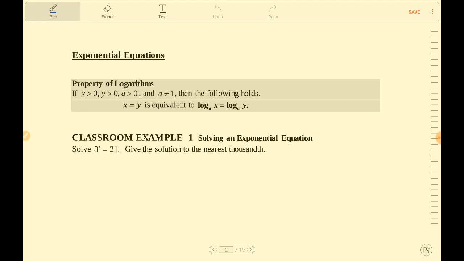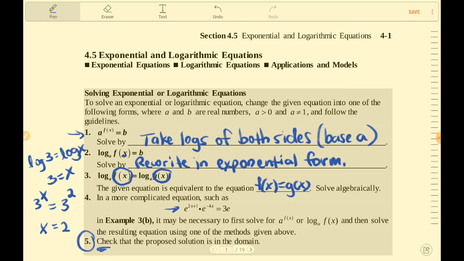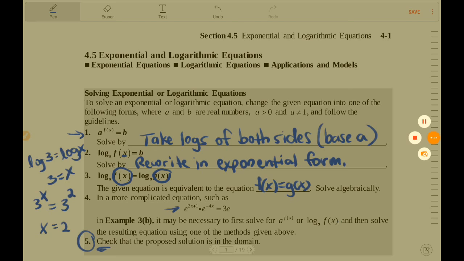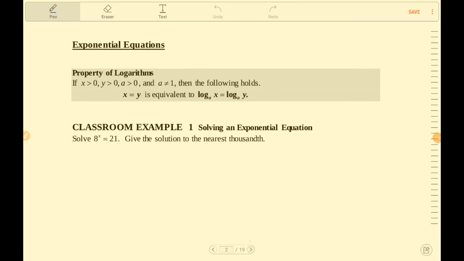All right, so let's start with some examples here. We have solving an exponential equation. We're going to take 8 raised to the power of x equals 21, but we want to know what x is. The logarithm undoes an exponent. So let's go back to my example.